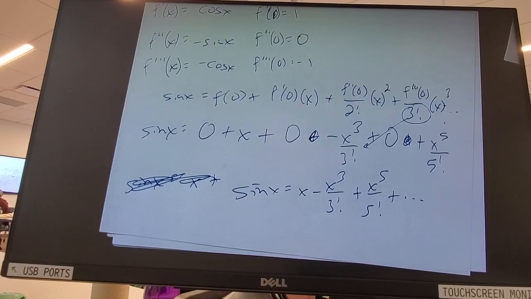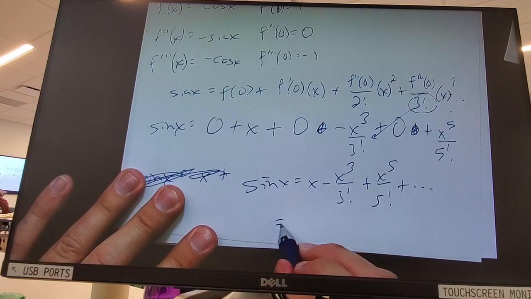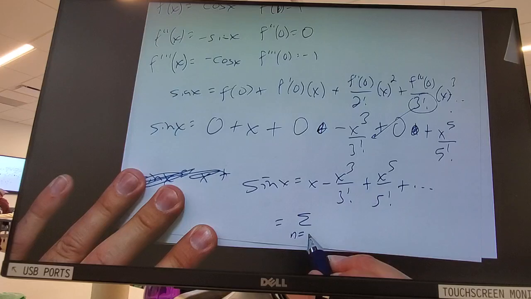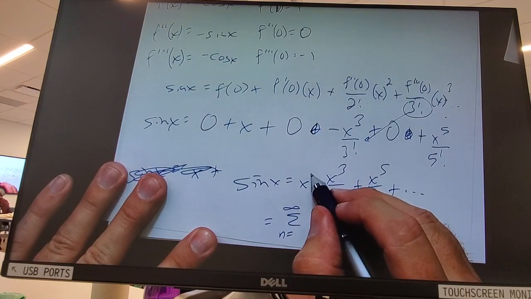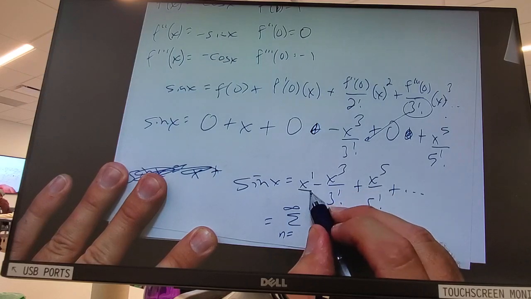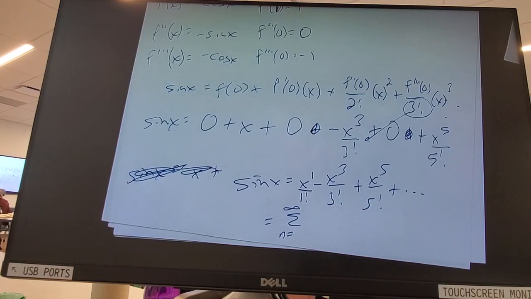Can somebody figure out the general pattern? How do I write this in this form? By the way, this is x to the first over 1 factorial. Kick ass. So real quick, you've already seen this, but not like a ton. So it's okay if you forgot or didn't notice this. What is true about every power and every denominator? They're the same. What else is true about them? They are only odd numbers.